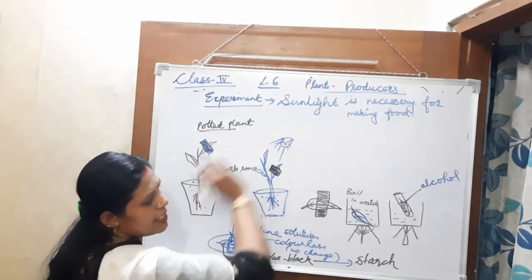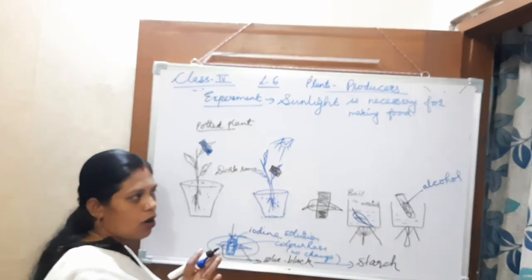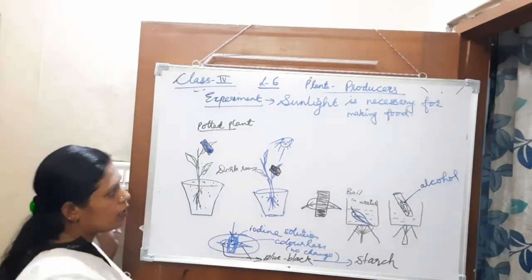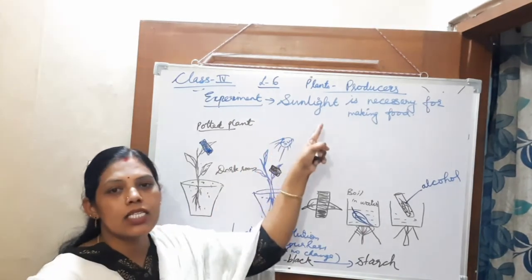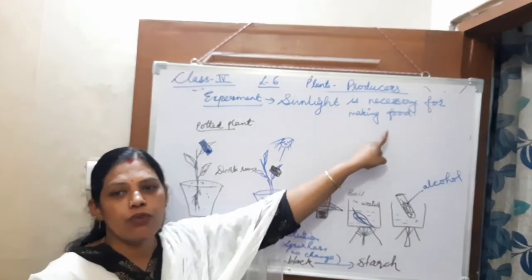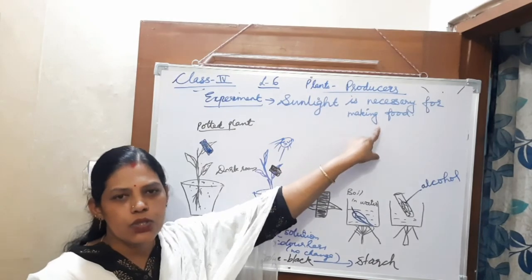So from this experiment, what you got is the conclusion. That means sunlight is necessary for making food, for photosynthesis. Understood, children?